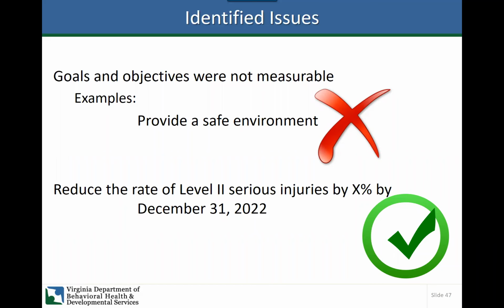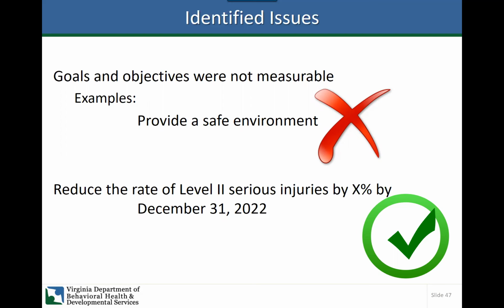So if you knew what your rate of level 2 serious injuries were for the previous year, you could say, we want to reduce that. I would remind you also that there is no requirement for the number of goals and objectives. So really think about measurability and writing it in such a way that you can measure it.